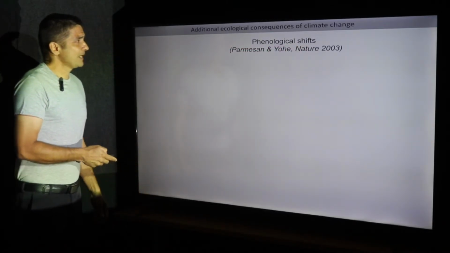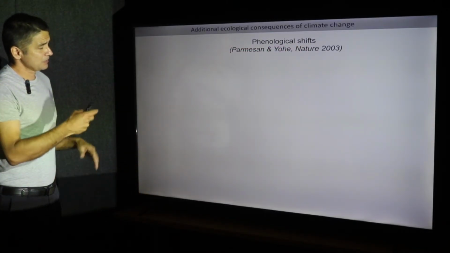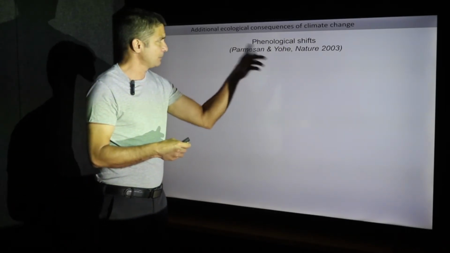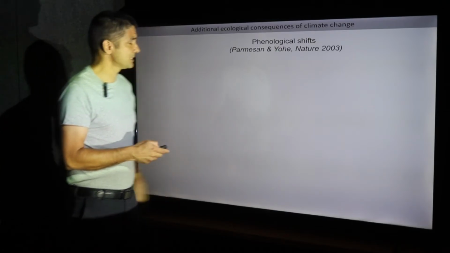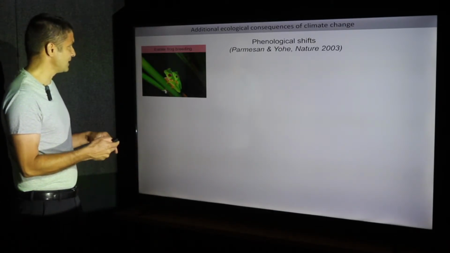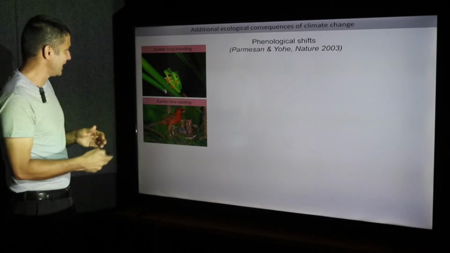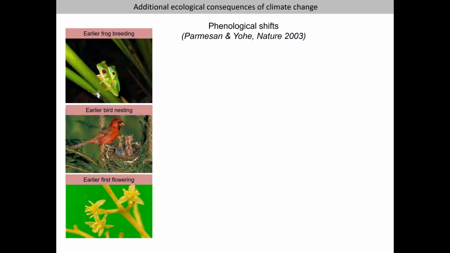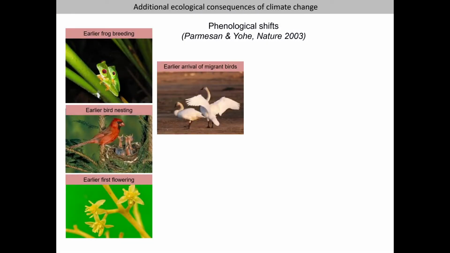There is another consequence of climate change on species related to what are called phenological shifts. This is a paper published by Professor Camilo Mora. What has been found is that species are reproducing earlier. This is a pattern found in frogs, in birds, and even in plants. Some species that migrate are also getting to the places they are supposed to get to earlier, right?